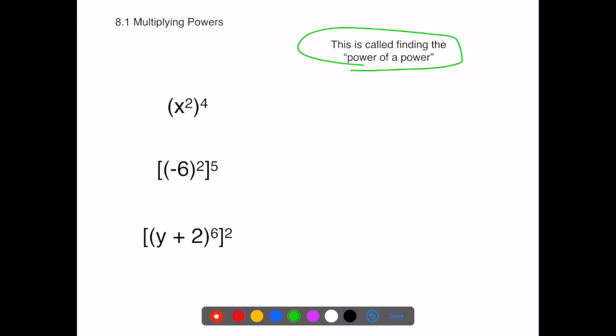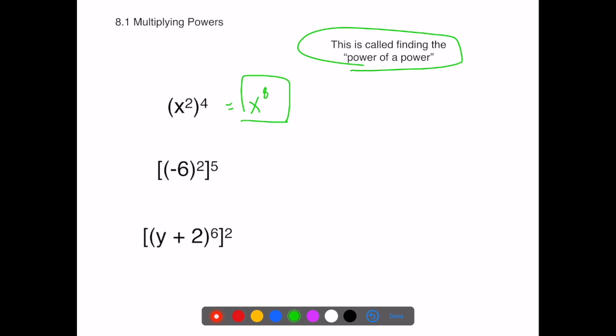So x squared to the 4th. If you want, you can expand this, but you also know that I'm just going to be multiplying the 2 times the 4. So I know it's going to be x to the 8th. And you could think of it as x squared, that's 2 x's multiplied together, and I'm going to have 4 groups of that. So 4 groups of 2 means I'm going to have 8 total x's that I'm multiplying together, which is x to the 8th.